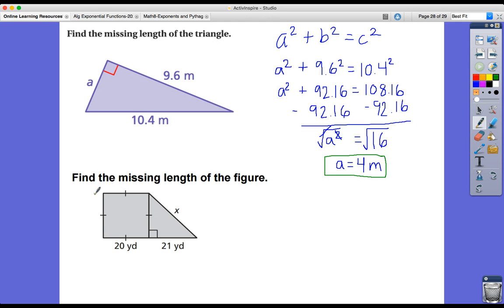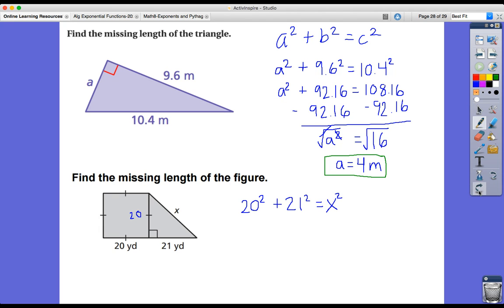But because it's part of this square, we can tell this is a square because these 4 sides all have the same line on them. That means those are all the same length. So if this side is 20 yards, then that means that this side is going to be 20 yards also. So now we have A and B, and X is going to be our C. So we can use the Pythagorean Theorem to figure it out. So we just do 20 squared plus 21 squared equals X squared.